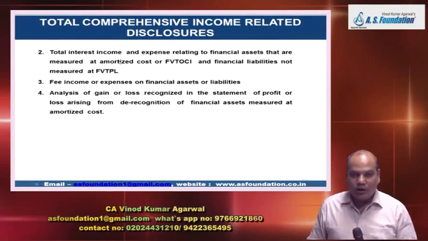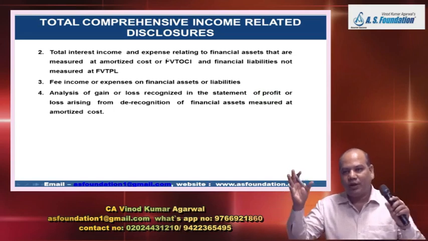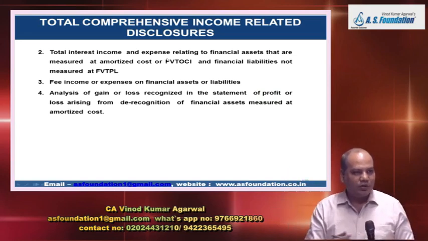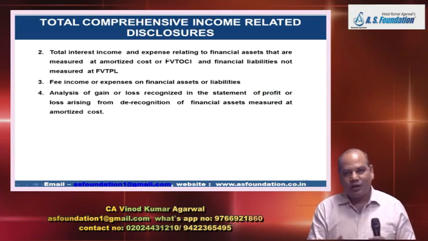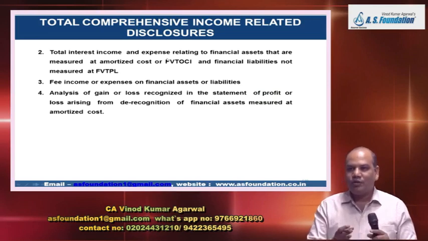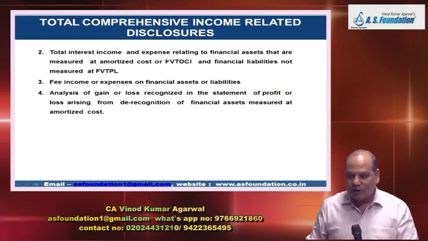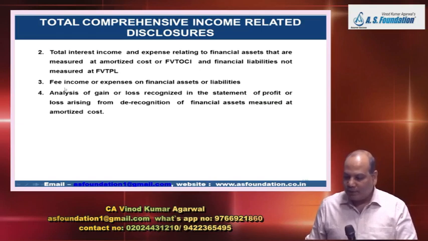Next is total interest income, total interest expense. So you have to visualize what are the items relating to financial asset. One is your fair value change. Second is interest income, interest expense, dividend income, then gain or loss on derecognition, and then fees income. Sometimes you receive fees or fees expenses on financial asset or liabilities.